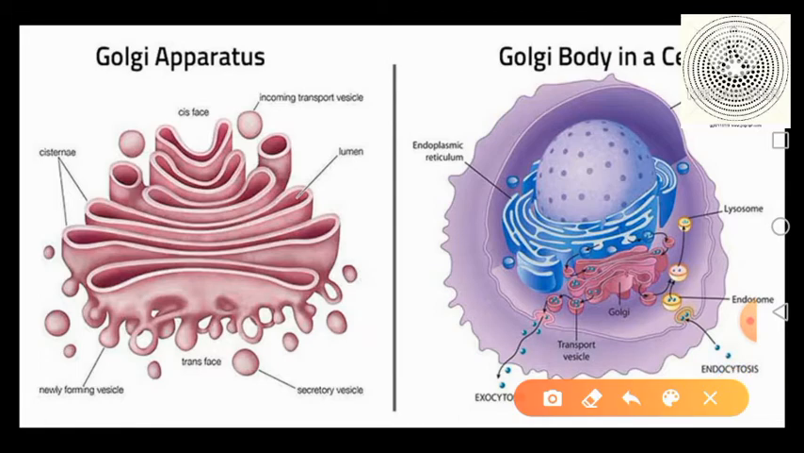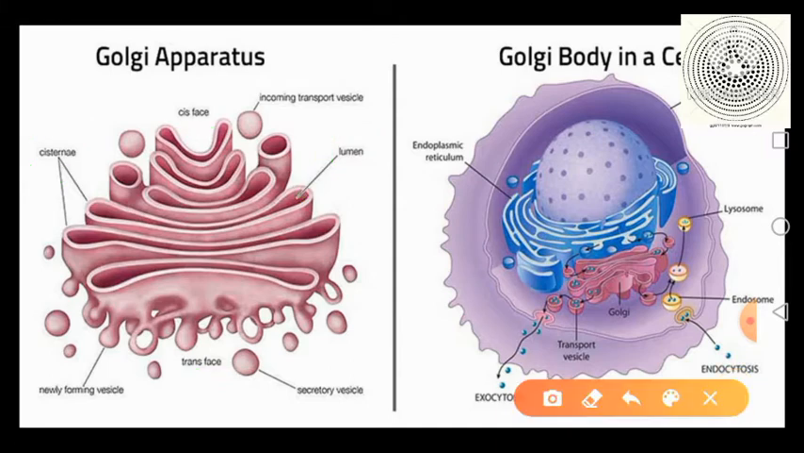You can see here that each flattened pouch is known as a cisterna, or cisternae in plural. Here there are different things mentioned: trans face and cis face. We will discuss that later on. Lumen means the inside portion of the Golgi complex, and that is known as the lumen.